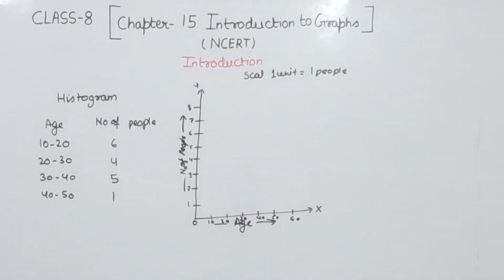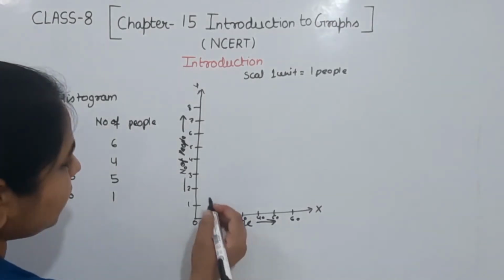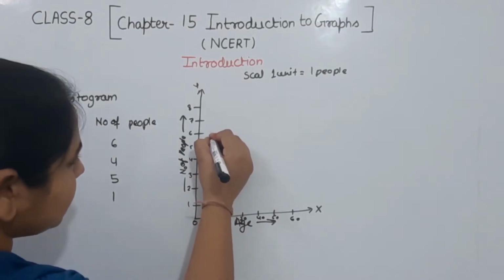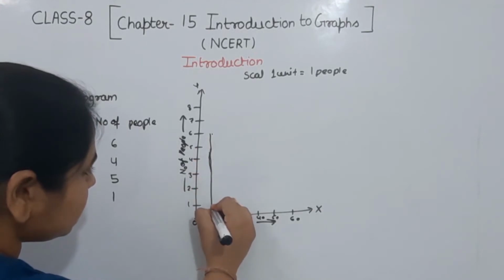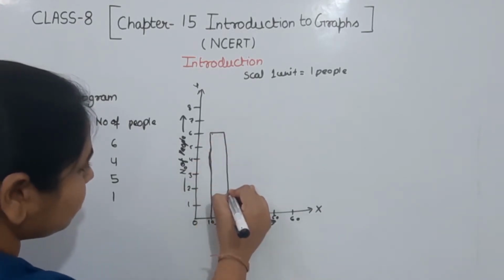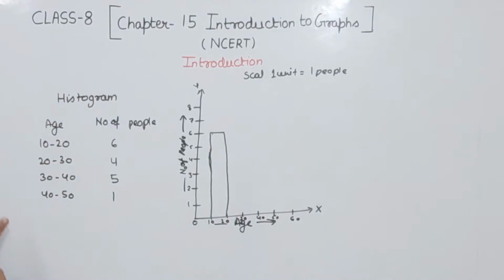Now I am going to show the values on the graph, starting with the first one. The first data is 10 to 20, where we have 6 people. So this is the 10 to 20, and we have 6 people here. Now comes the next one, 20 to 30. The number of people is equal to 4. So I am going to show the data here.